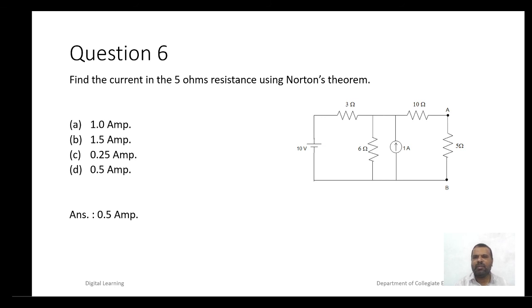Question number 6. Find the current in the 5 ohm resistance using Norton's theorem. The circuit is here. The options are A 1 ampere, option B 1.5 amperes, option C 0.25 amperes, option D 0.5 amperes. The correct answer is 0.5 amperes.